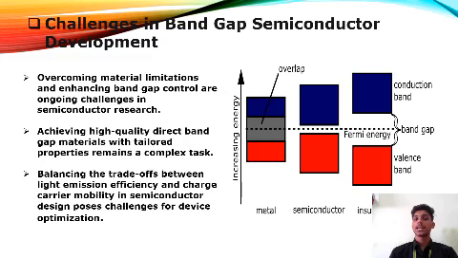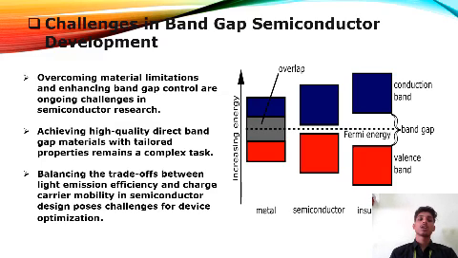Challenges in band gap semiconductor development. Overcoming material limitations and enhancing band gap control are ongoing challenges in semiconductor research. Achieving high quality direct band gap materials with tailored properties remains a complex task. Balancing the trade-off between light emission efficiency and charge carrier mobility in semiconductor design poses challenges for device optimization.